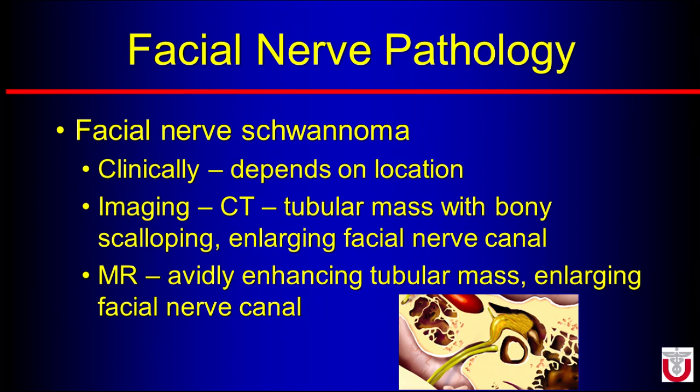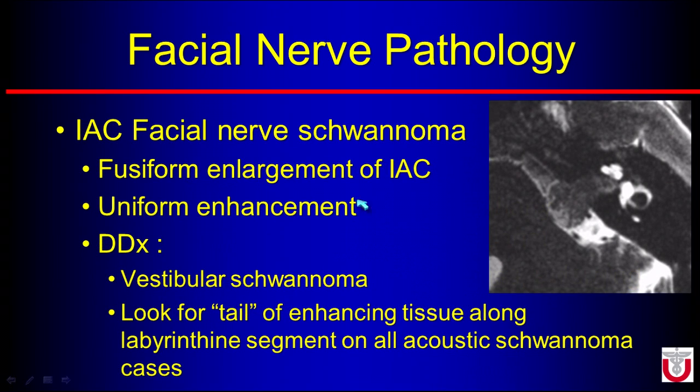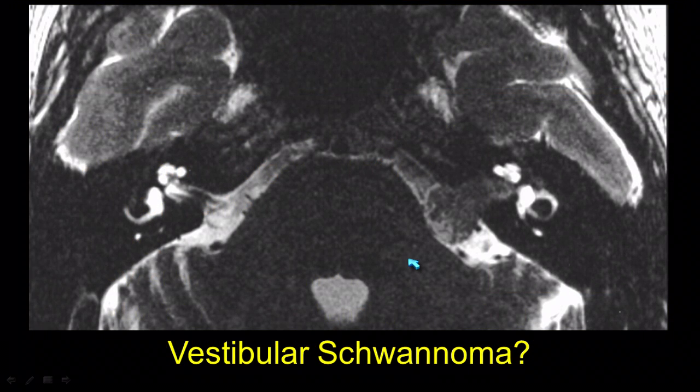Well, if a guy's got hearing loss and you see a mass in the IAC, we're probably thinking vestibular schwannoma in that case. So we want to be very careful about those lesions. If you have an IAC facial nerve schwannoma, it may look a lot like a vestibular schwannoma. So we want to be sure there isn't any enhancement along that little labyrinthine segment going anteriorly from the nerve. So here's an axial CSF bright sequence, T2 FSE, CISS, SPACE, FIESTA, whatever type of sequence you're doing.